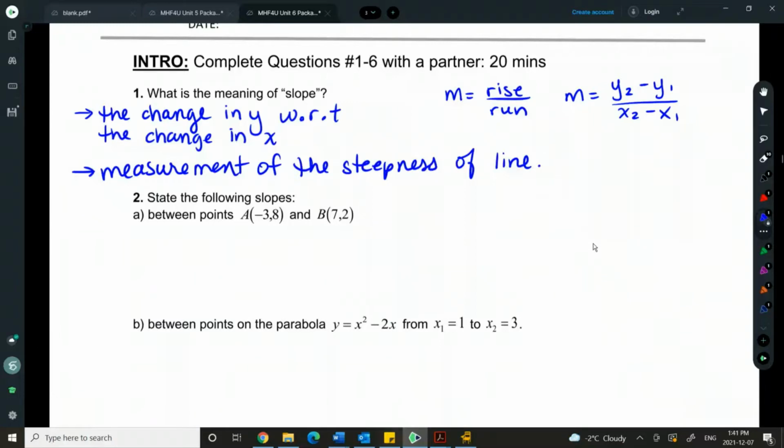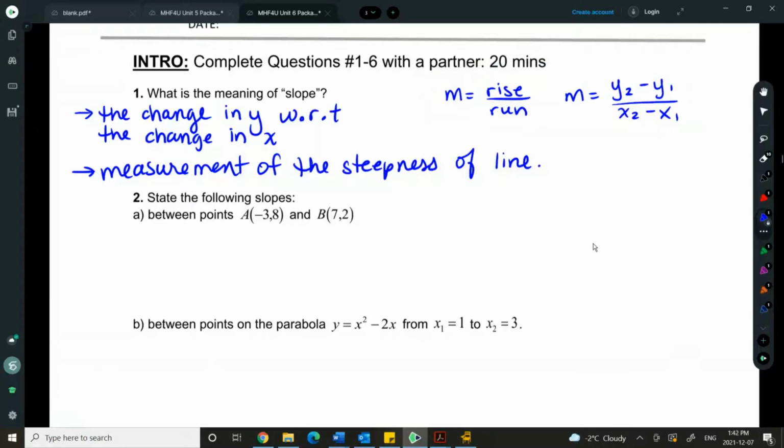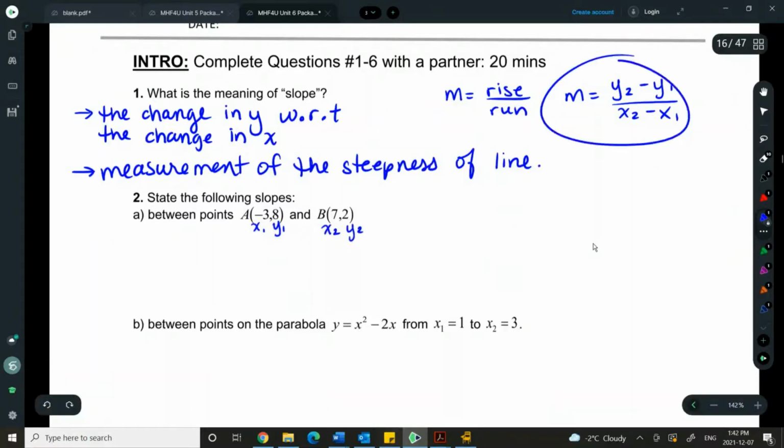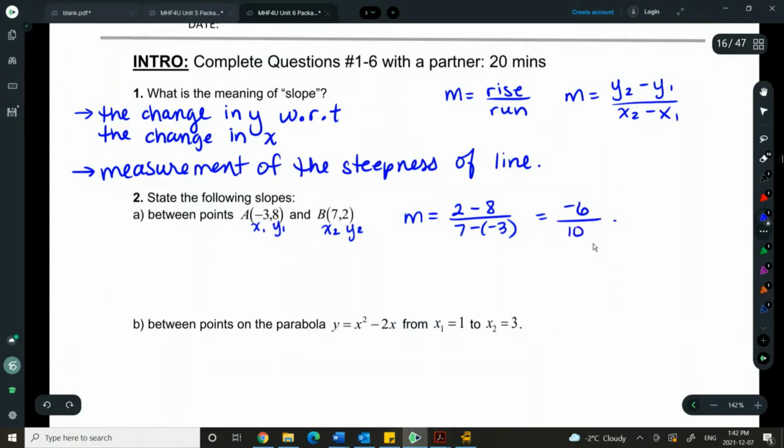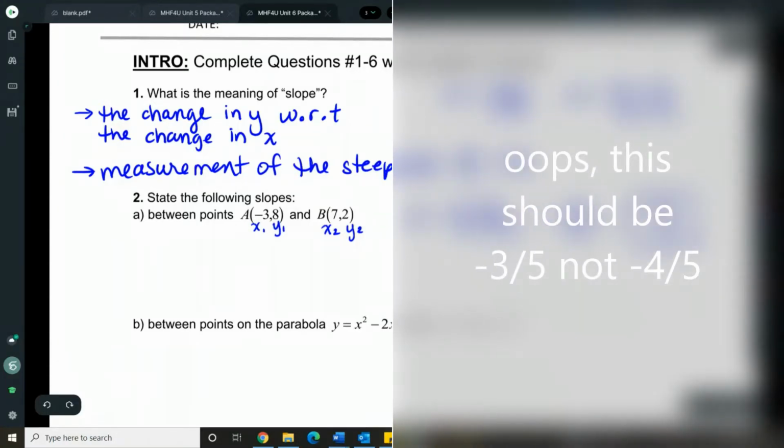Okay, so some of our questions here will use some of these formulas. So for instance, if I'm given 2 points and I want to find the slope, choose a point number 1. So let's say we call this point number 1. This would be x1, y1. Choose a point number 2. That will be your x2, y2. And then we'll use the formula above to calculate slope. So y2 minus y1 over x2 minus x1. Okay, and then always reduce your fraction. So there's our slope.